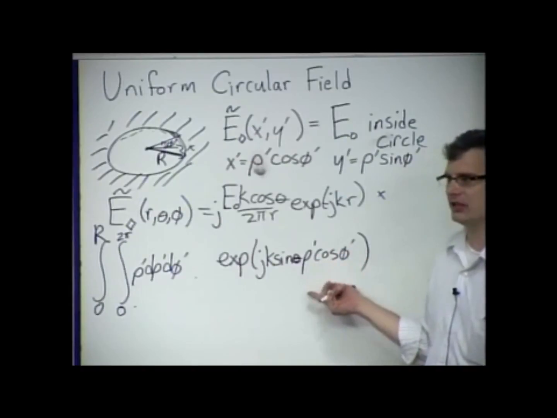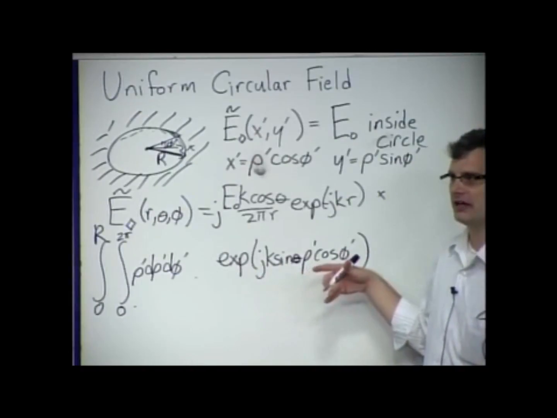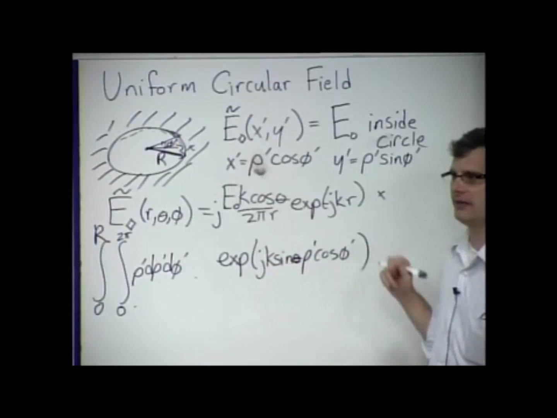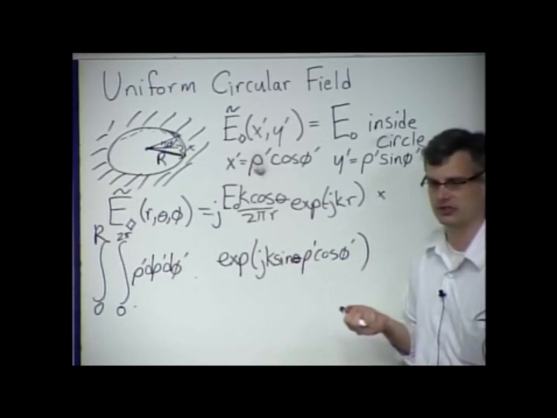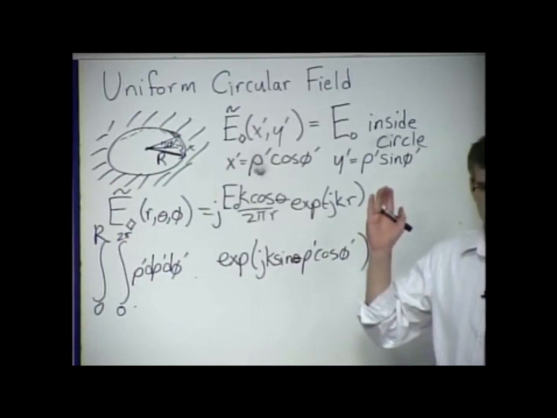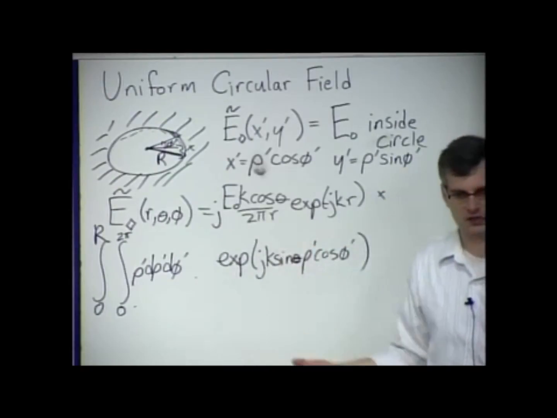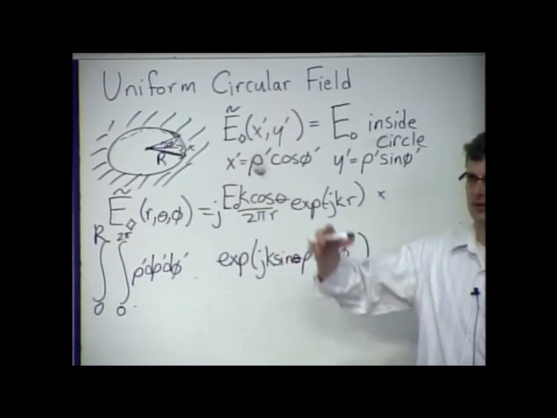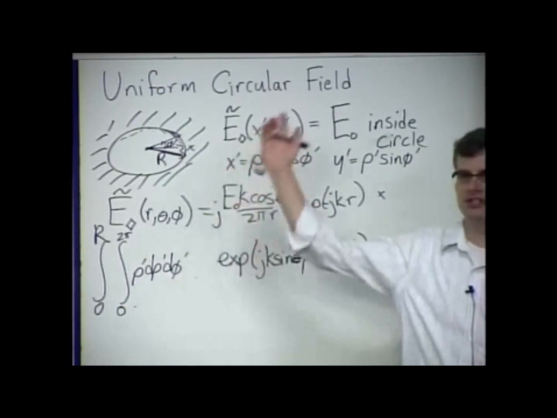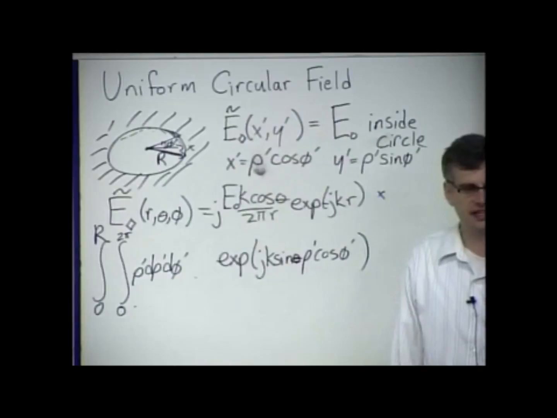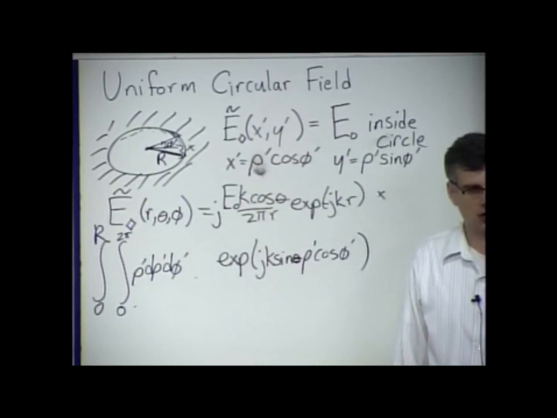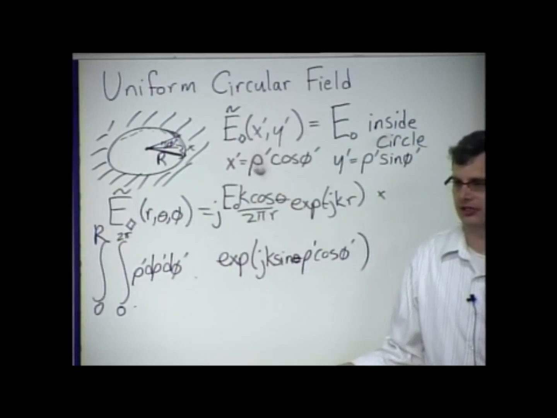This is a very common integral, exp to the j some constant times cosine of phi prime. If I'm integrating with respect to phi prime, that is a very well-known result. There's a whole class of special functions that people have spent millions of man-hours studying and using, and it's called a Bessel function. How many people have seen a Bessel function in a class before here?